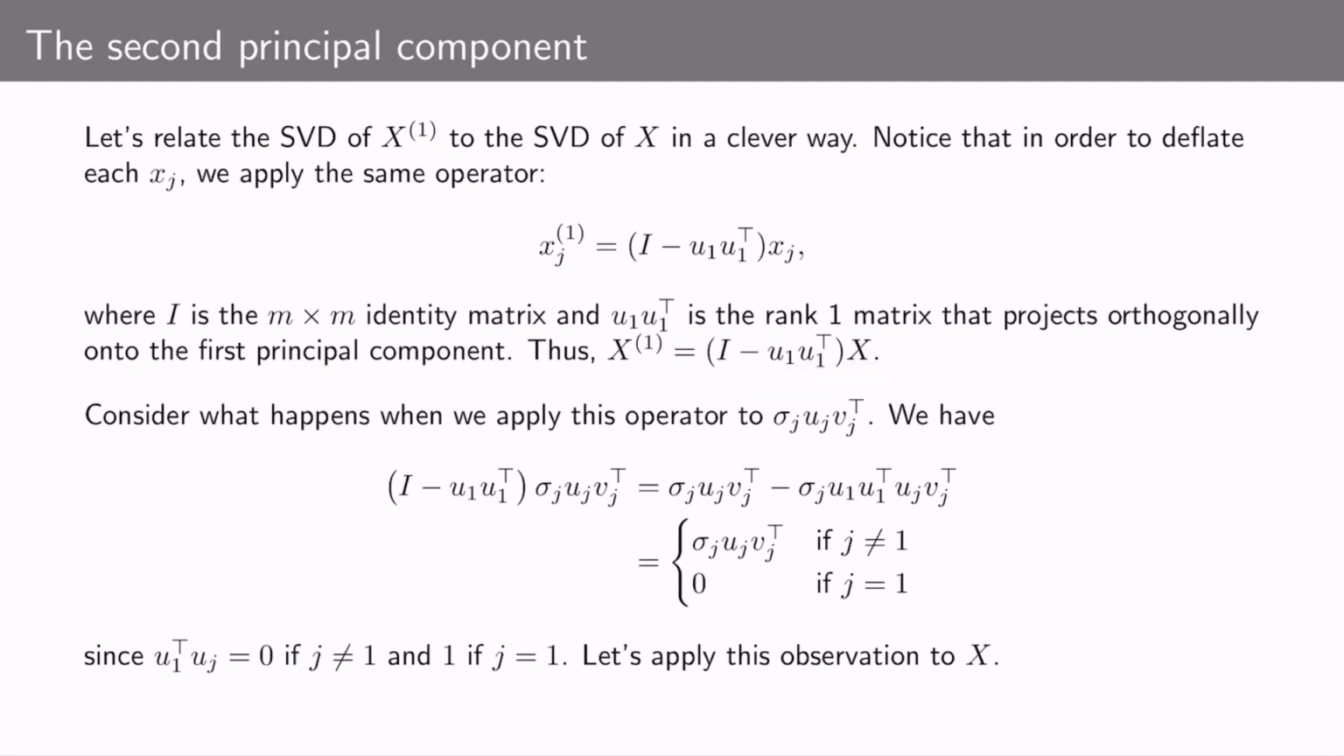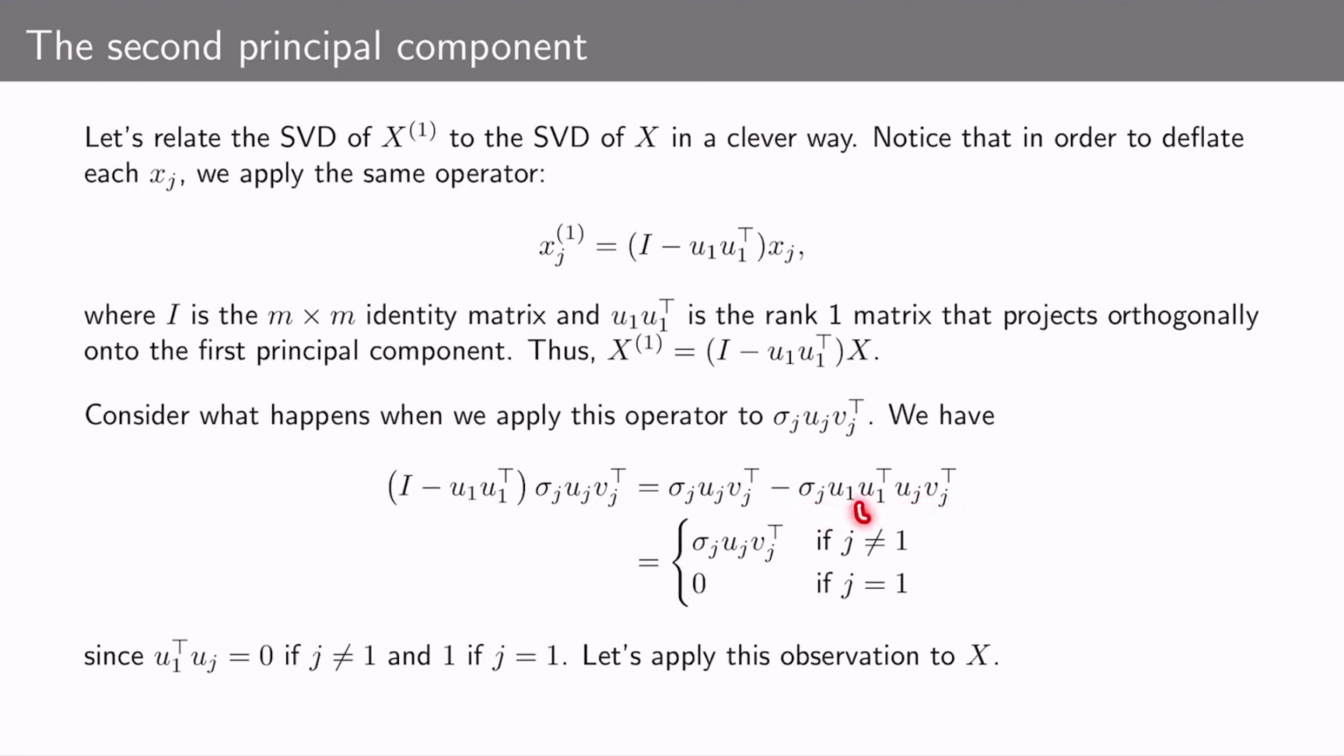Without motivating why I'm doing it right at this moment, I'm going to see what happens when I apply the deflation operator to the rank 1 matrix sigma j uj vj transpose. We have the deflation operator applied to that rank 1 matrix. I can distribute the product across the two terms. The identity times that rank 1 matrix will be the rank 1 matrix back again. And then u1 u1 transpose applied will be sigma j u1 u1 transpose uj vj transpose.